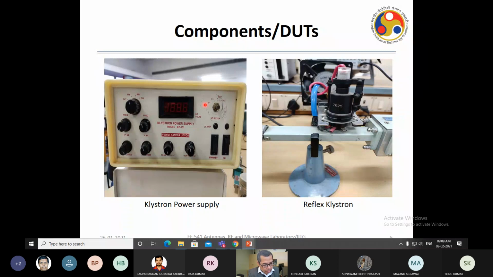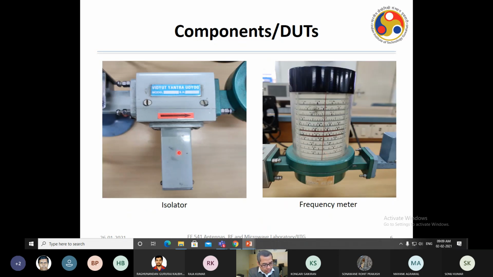Antenna itself is a passive device, so you need to give some power supply, some source, to the antenna. That is taken care of by this setup here. You have the klystron power supply along with the reflex klystron. These are actually microwave sources. So this gives you the signal to the antenna, and the antenna will start radiating. And we also have an isolator. We connect this isolator after the klystron power supply and reflex klystron, so that any wave which is reflected back from the device should not reach the source. Otherwise, the source will be destroyed.